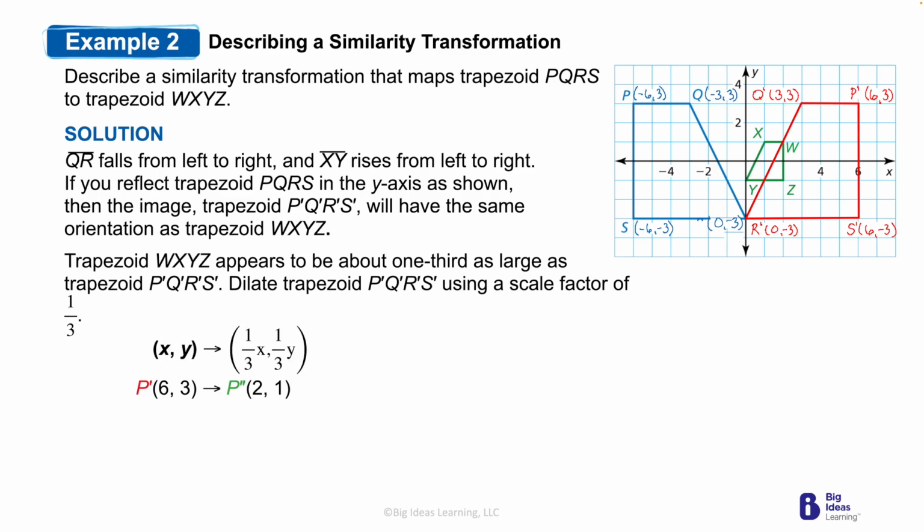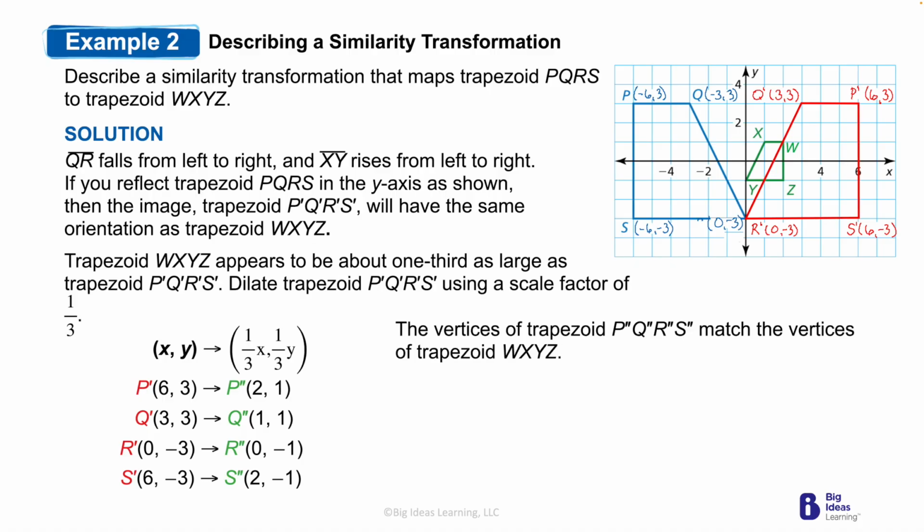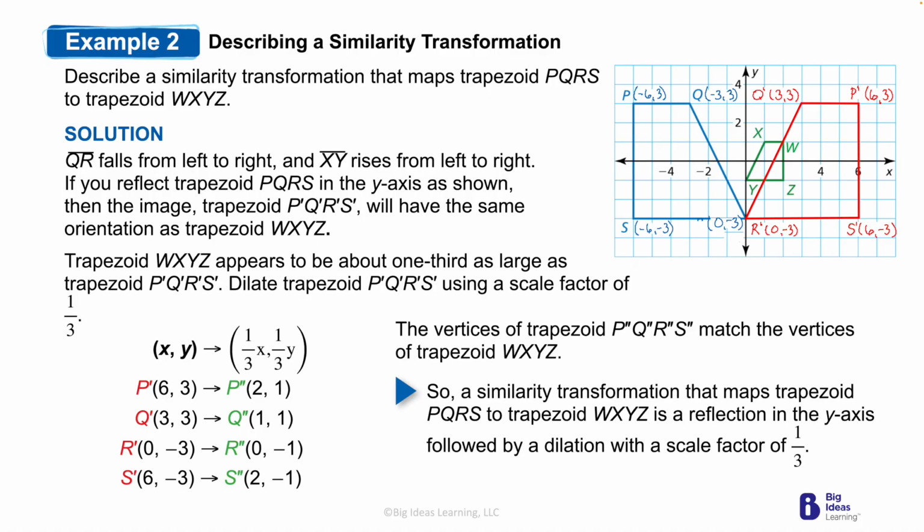So P double prime becomes 2, 1. Q double prime becomes 1, 1. R double prime becomes 0, -1. And S double prime becomes 2, -1. And those match your vertices. So your transformation is a reflection in the y-axis followed by dilation with a scale factor of 1/3. So you're just figuring out what happened.